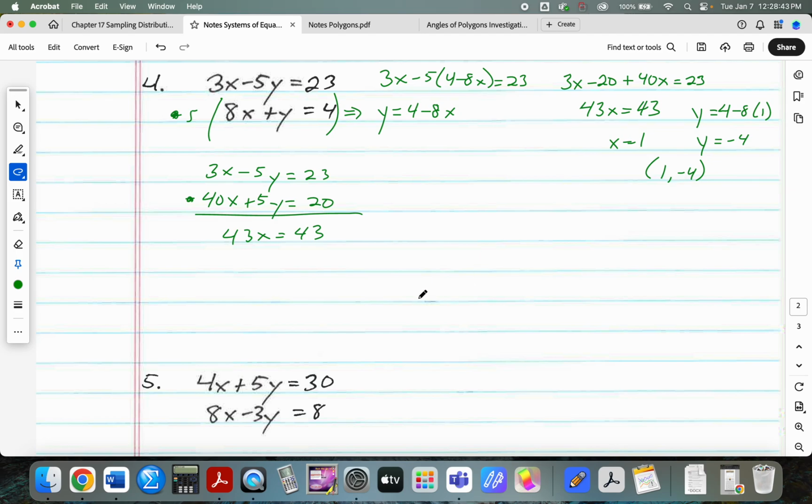But wouldn't you still have to isolate y and stuff? Yeah, let's go ahead and continue this. You get x is equal to 1, and then you have to go, okay, 8 times 1 plus y is 4. So you do have to eventually isolate y. You don't have to do it symbolically. You can do it numerically. So there's kind of an extra step here. It's 6 of one, half a dozen of the other in my mind.